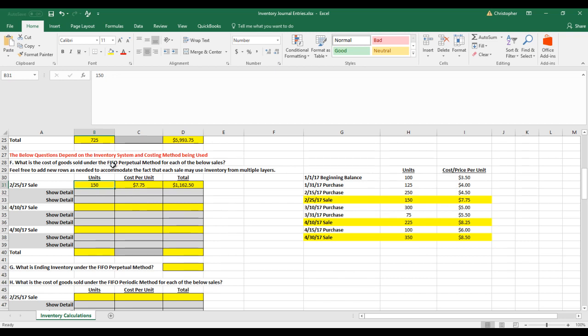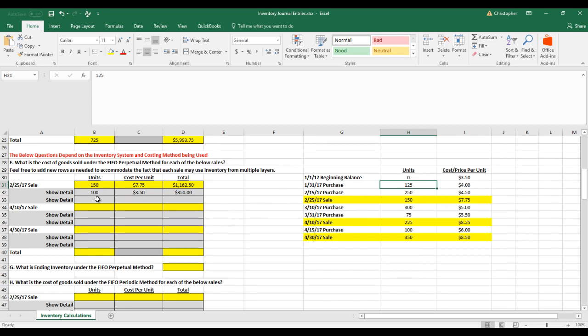Since it's FIFO, which is first in, first out, that means we start with the first units available at that time. So what I'm going to do here, we need 150. The first layer is only 100. So we're going to use that whole layer up. It's $3.50 per unit. Let's multiply those together. And the reason I copy that over here is now we can zero that out. We don't have anything left there.